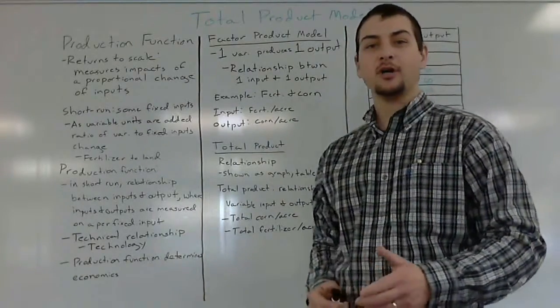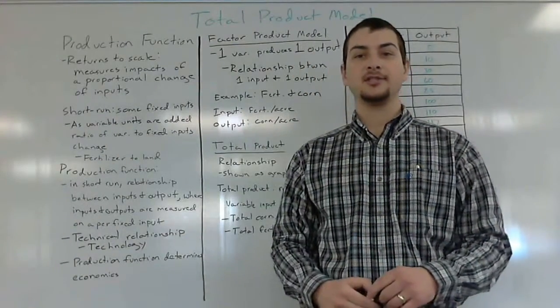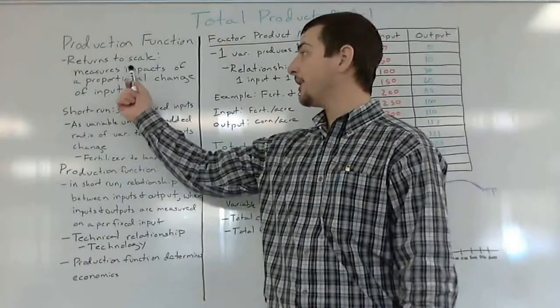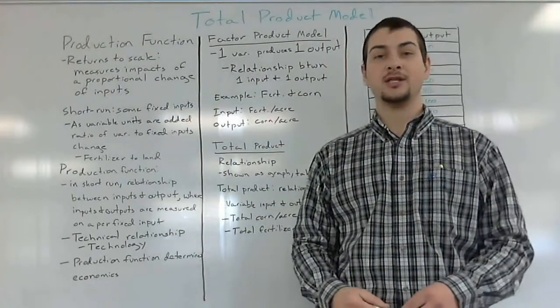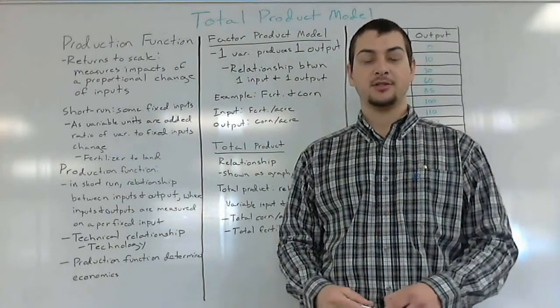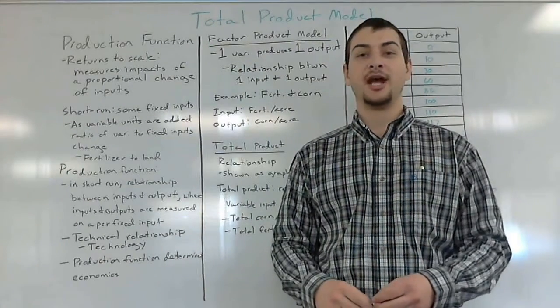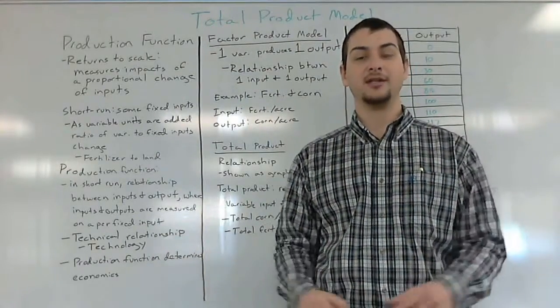In the last lesson, we talked about returns to scale. And essentially what we said is that returns to scale measures the impact of a proportional change of the amount of inputs. So if we add, say, 50% more inputs, what is the percentage change in output that we're going to get out because of that increase?